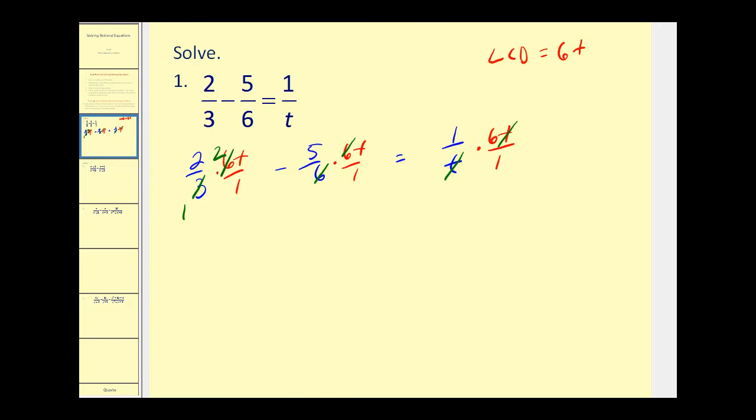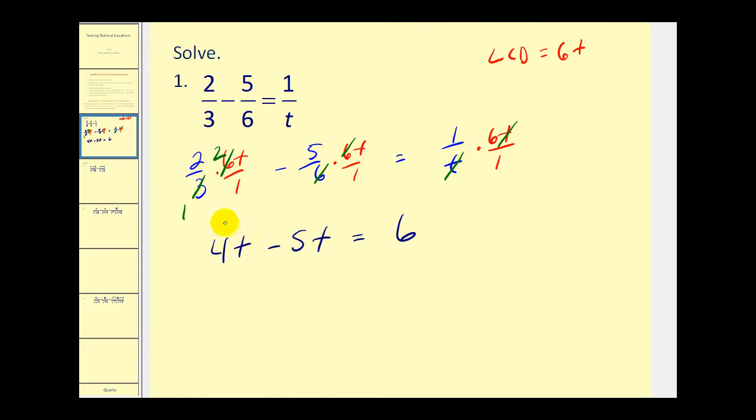Let's see what remains. Here we have 2 times 2 times t all over 1, that's 4t. Here we have 5 times t, so we have minus 5t. And here we have 1 times 6 all over 1, which is just 6. So we've created an equation that is much easier to solve than the original rational equation.